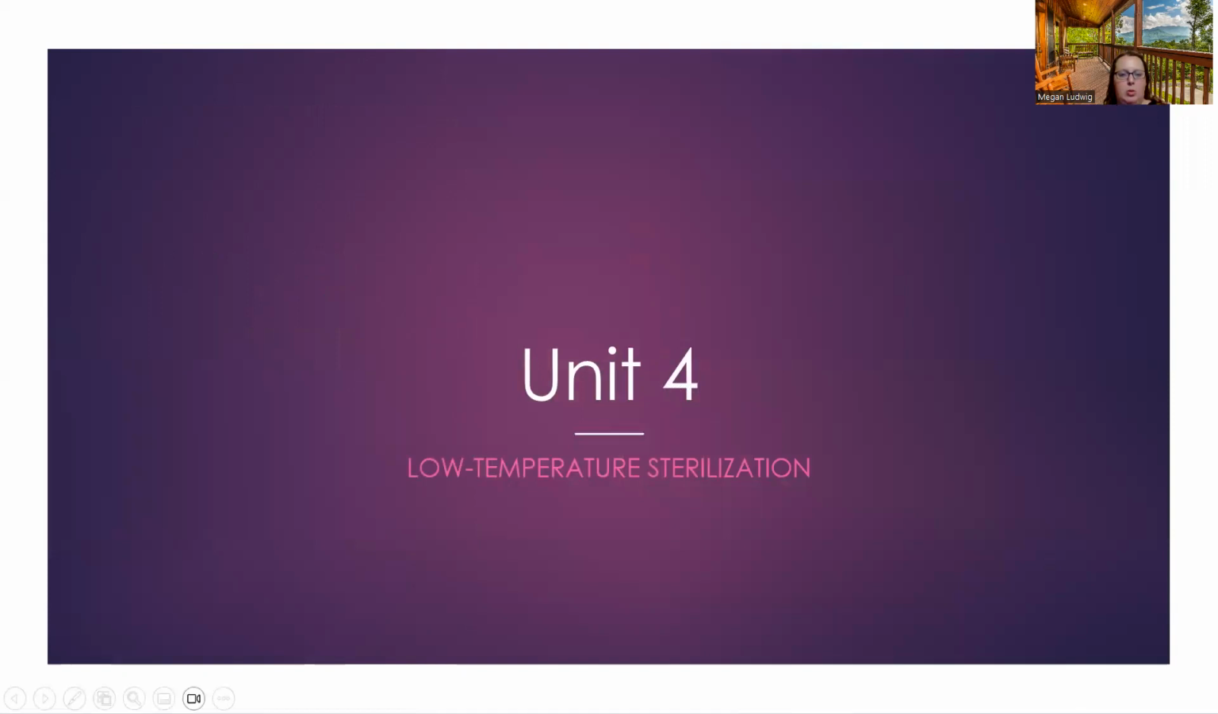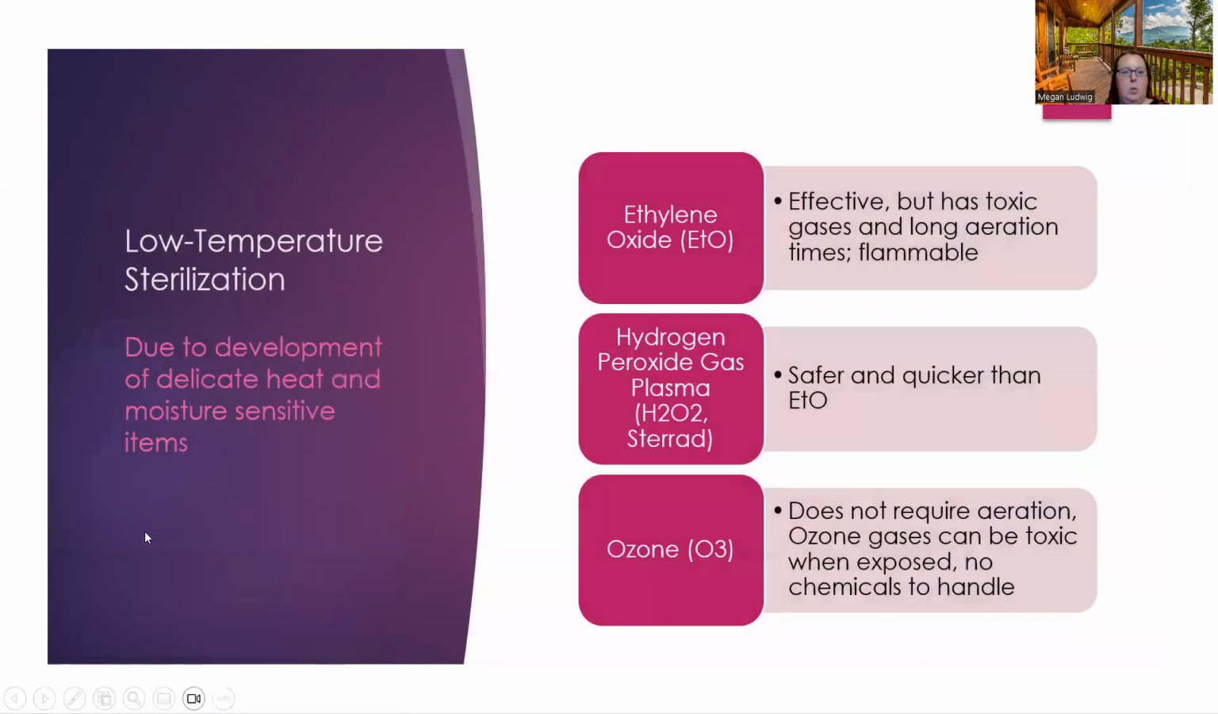Okay, so that was high temperature. Let's talk about low temperature sterilization. So these are going to be used for obviously items that are heat or moisture sensitive. So putting something like that in your high temperature steam sterilizer would destroy it or melt it or something like that. So these three, ethylene oxide, hydrogen peroxide gas plasma, and ozone are all considered low temperature sterilizers.